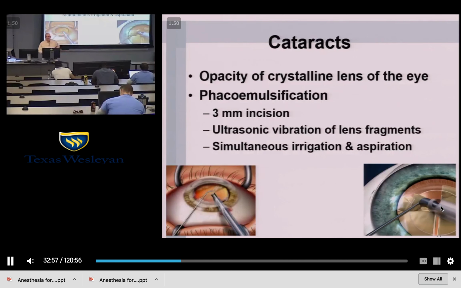Back in years ago when I first started doing anesthesia, they did manual removal of cataracts, and it seemed like it took forever. Then phacoemulsification came around, and depending on who's doing it, it can still take forever, right? But typically this was supposed to speed up the time, and I've seen cataracts done in 10 to 15 minutes per eye. Usually you only get one eye done at a time, because they want to see on the other side. The ophthalmologist makes a 3 mm incision, and an ultrasound vibration breaks up the lens fragments, and at the same time there's irrigation and aspiration of those lens fragments as well.